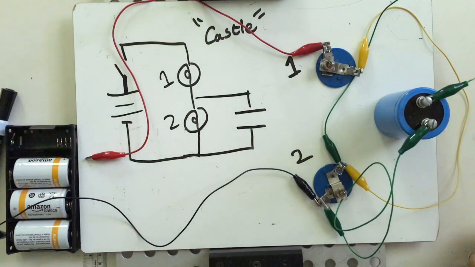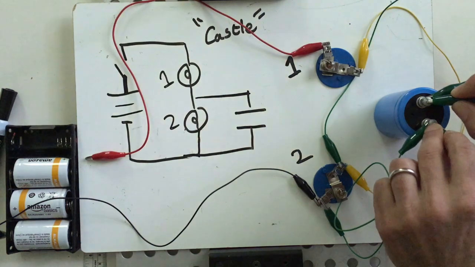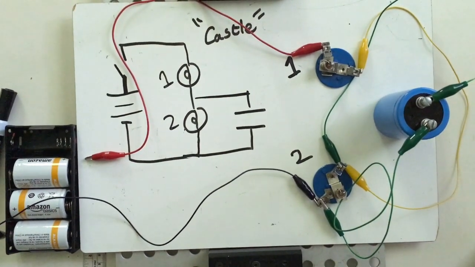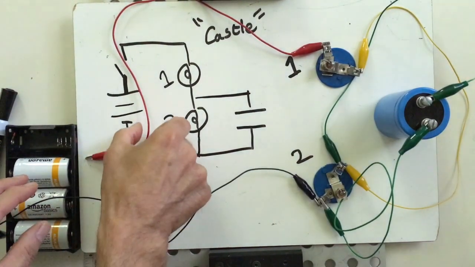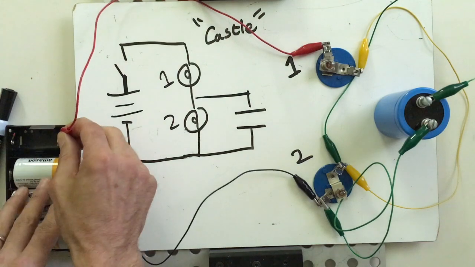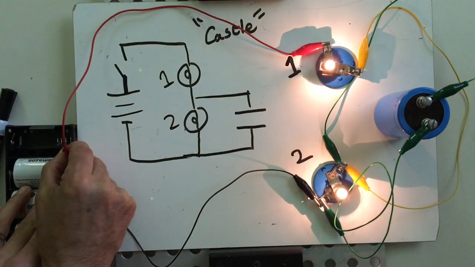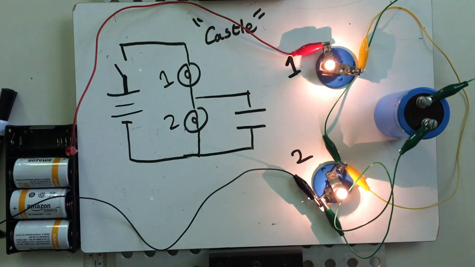Bulb 1 gets very bright at first, and then it dims. Bulb 2 is out at first and gradually grows brighter until it's the same brightness as bulb 1. Watch again. There it is. Okay, so that's circuit puzzle 4.